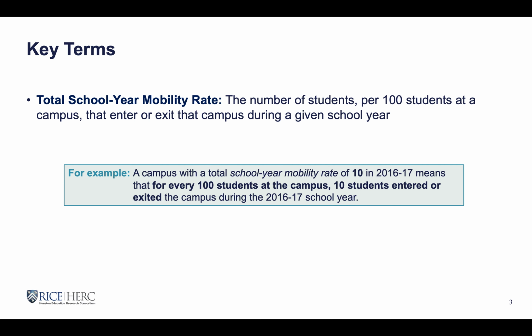The outcome of interest in our analysis is the total school year mobility rate, which is defined as the number of students per 100 students at a campus that enter or exit that campus during a given school year. For instance, a campus with a total school year mobility rate of 10 means that for every 100 students at the campus, 10 students entered or exited the campus during the school year.